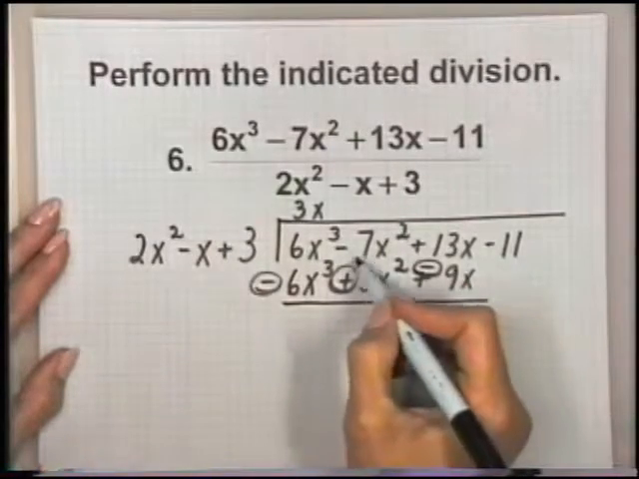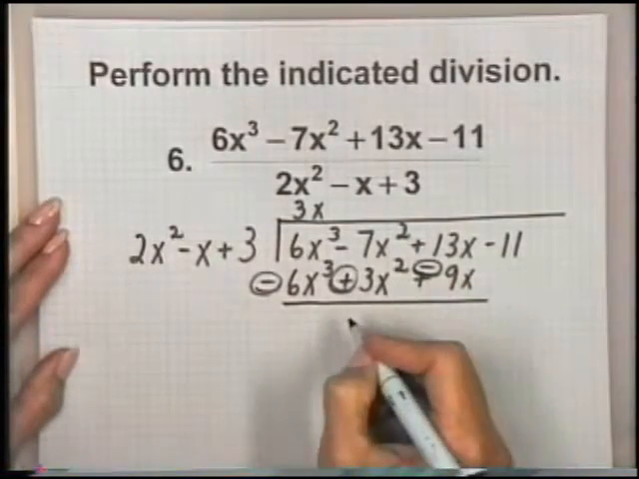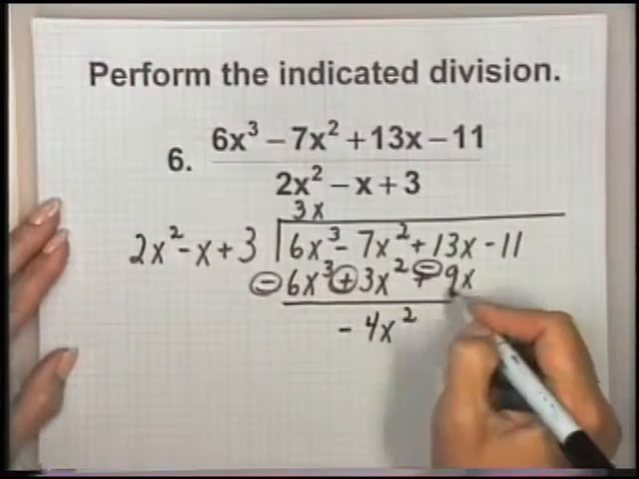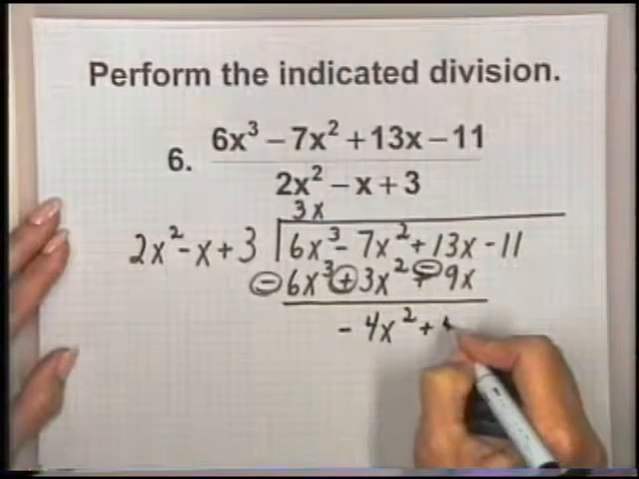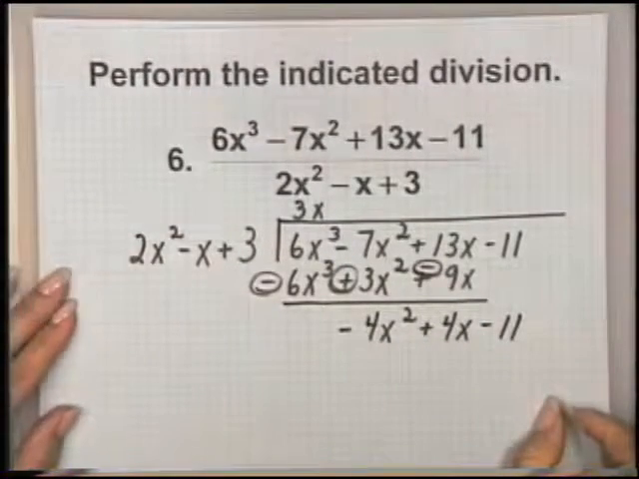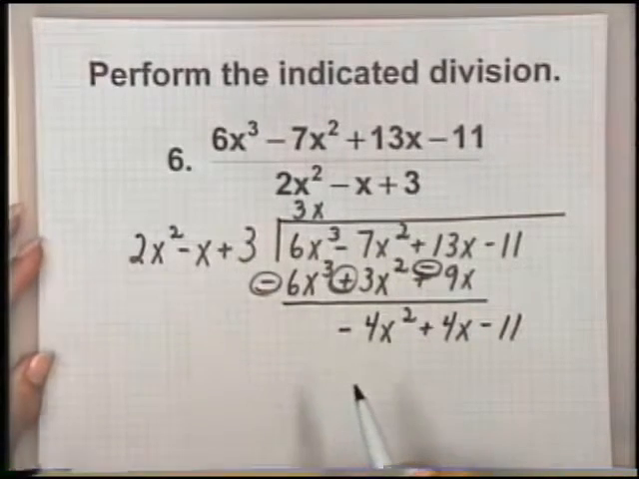6x cubed minus 6x cubed is 0x cubed. Minus 7x squared plus 3x squared is minus 4x squared. 13x subtract 9x is a positive 4x. And let's bring down the minus 11.